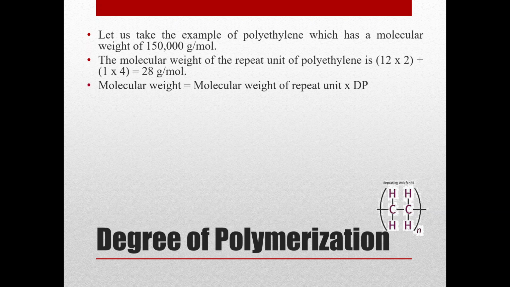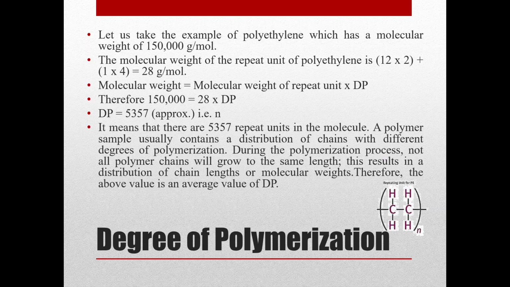So the molecular weight, as we know, is equal to the molecular weight of this repeat unit multiplied by the number of times it repeats, that is the dP. Therefore, 1,50,000 is equal to 28 grams per mole that we have just calculated multiplied by dP. So dP we get as approximately 5,357, which is nothing but N. So it means that there are 5,357 repeat units in this particular molecule we are talking about.